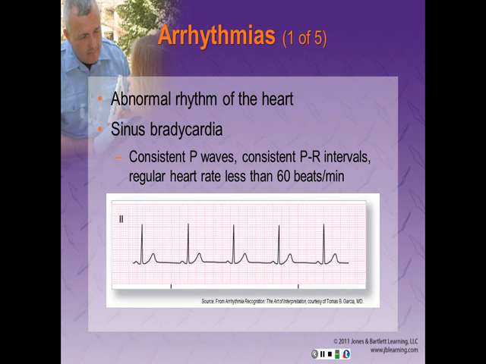An arrhythmia is an abnormal rhythm of the heart. A means absent, and sometimes we use the term dysrhythmia for bad or difficult. The first one we're going to talk about is sinus bradycardia, and you will see it here. This refers to a slow heart rate, usually less than 60. Sinus bradycardia is a rhythm that has consistent upright P waves, a consistent PR interval, and a regular rate of less than 60. Sinus bradycardia typically becomes a problem when the heart rate drops to less than 50.